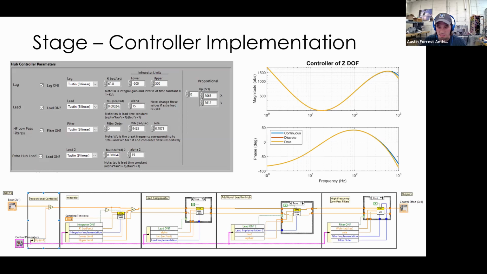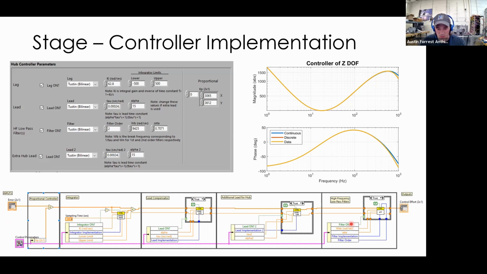Here's what the controller looked like in LabVIEW. Here I'm comparing, the blue line is the model of my controller, and the yellow line is the Tustin discretized controller that I actually measured with a dynamic signal analyzer in LabVIEW. So you can see very similar, and then some deterioration at high frequency. And then this is what the LabVIEW code actually looks like.